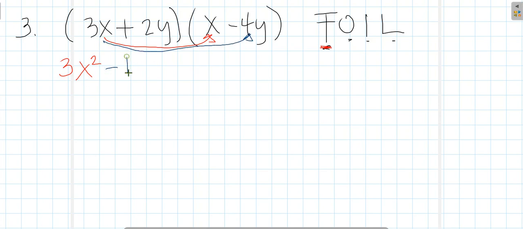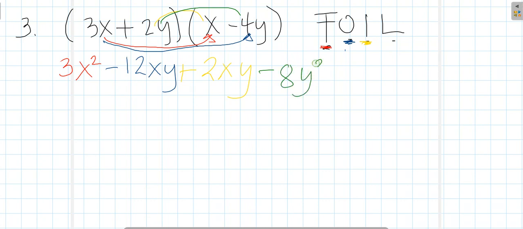So negative 12xy. That is the O, the outer term. Then I means the inner term. The inner term is 2y times x, which is equal to 2xy. And L refers to the last term: 2y times negative 4y is negative 8y squared.